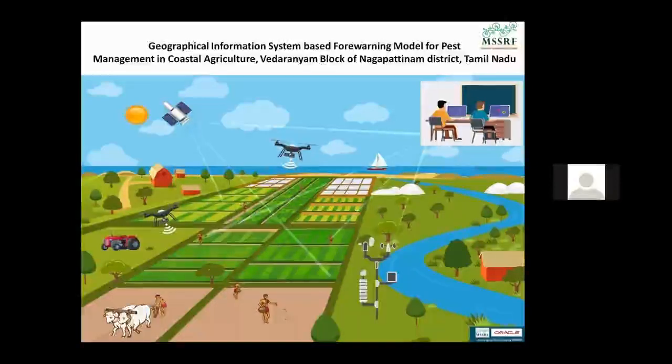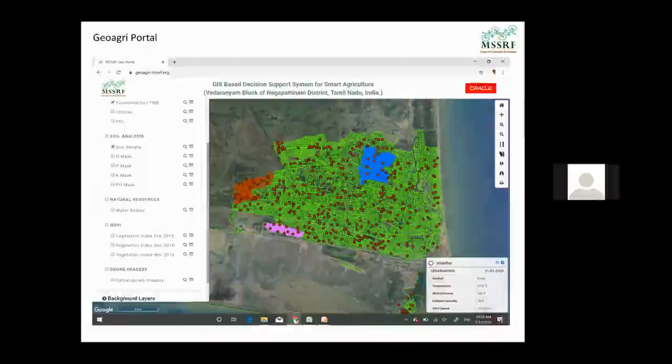So this is the infographic of that particular project. The picture speaks more than words. In this part of the project, we developed a GeoAgri portal. In the GeoAgri portal, we digitized the complete cadastral maps of the block, which is a coastal area. So you can see this clear coastal area.